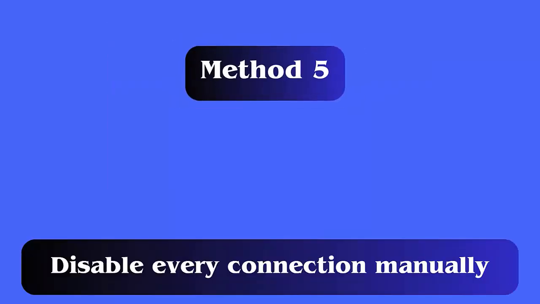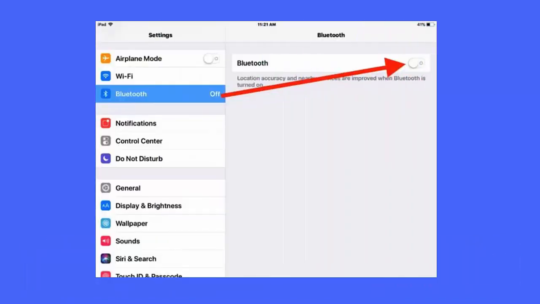Method 5. Disable every connection manually. When not using any of the connections like Bluetooth, Wi-Fi or GPS, then disable them all. Enabling the features every time will eat up your battery. So disable all connections by enabling airplane mode.